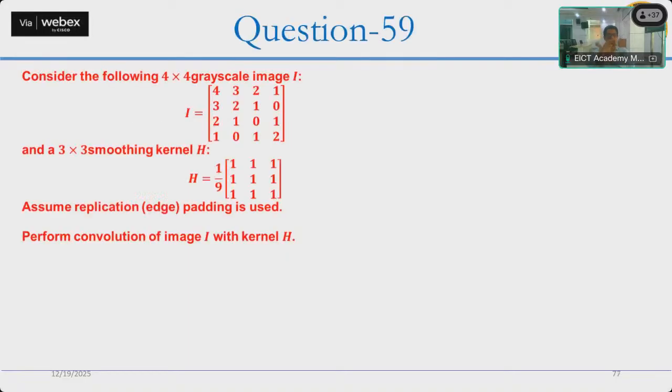Again, another problem is given: the following 4 by 4 grayscale image is given, and a 3 by 3 smoothing kernel H equal to 1 by 9, assuming replication padding is used.